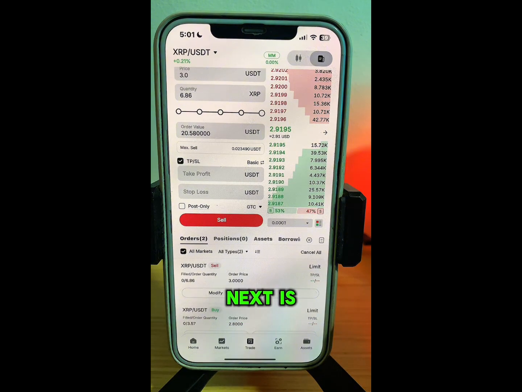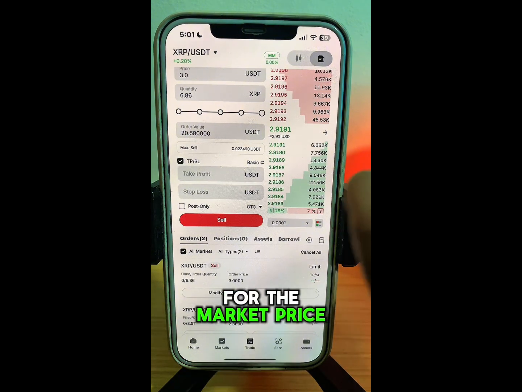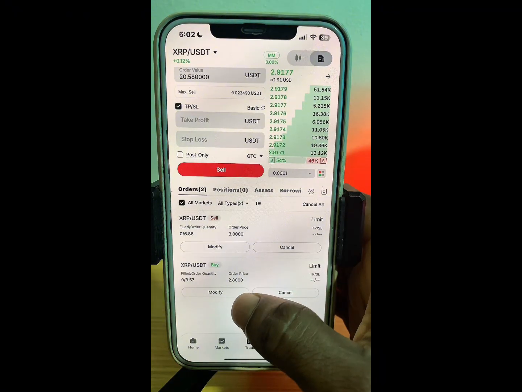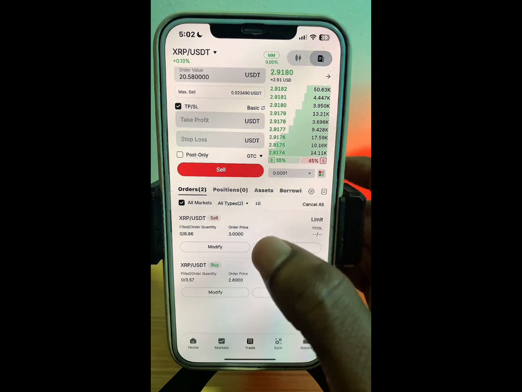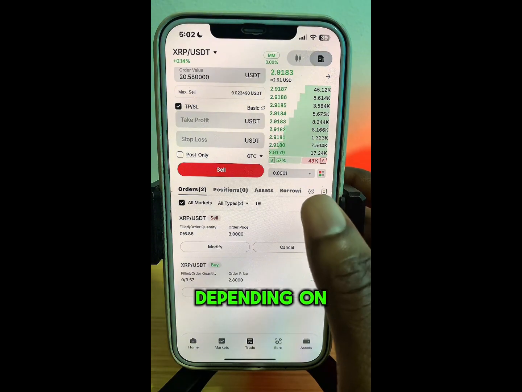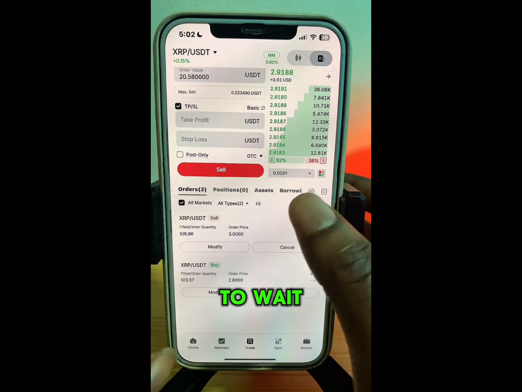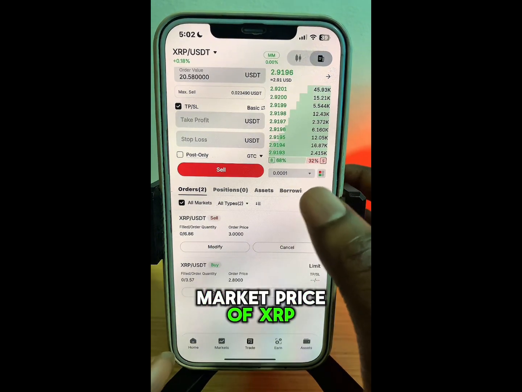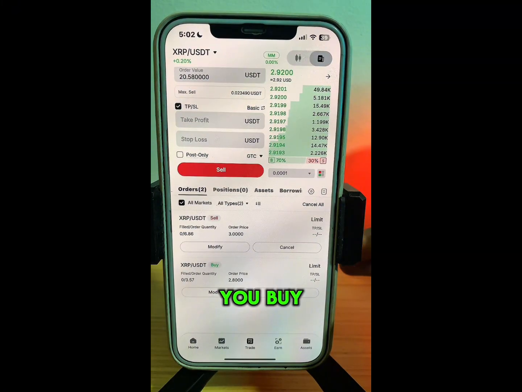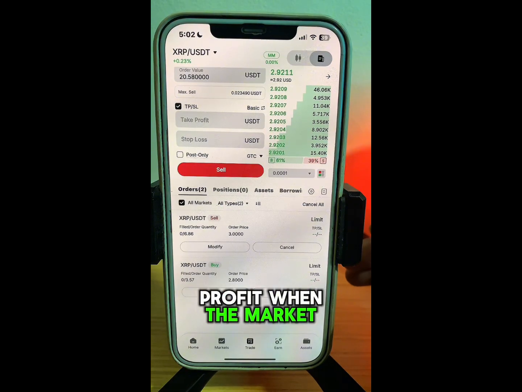All I will do next is to just wait for the market price of XRP to go up, and then my order will be filled. So if I buy at 2.8, I will later sell it for 3.1 or 3.2, depending on how long you are willing to wait for the market price of XRP to go up for you to take your profit. That's basically how it works. You buy the asset at a lower price, and then you take profit when the market goes up.